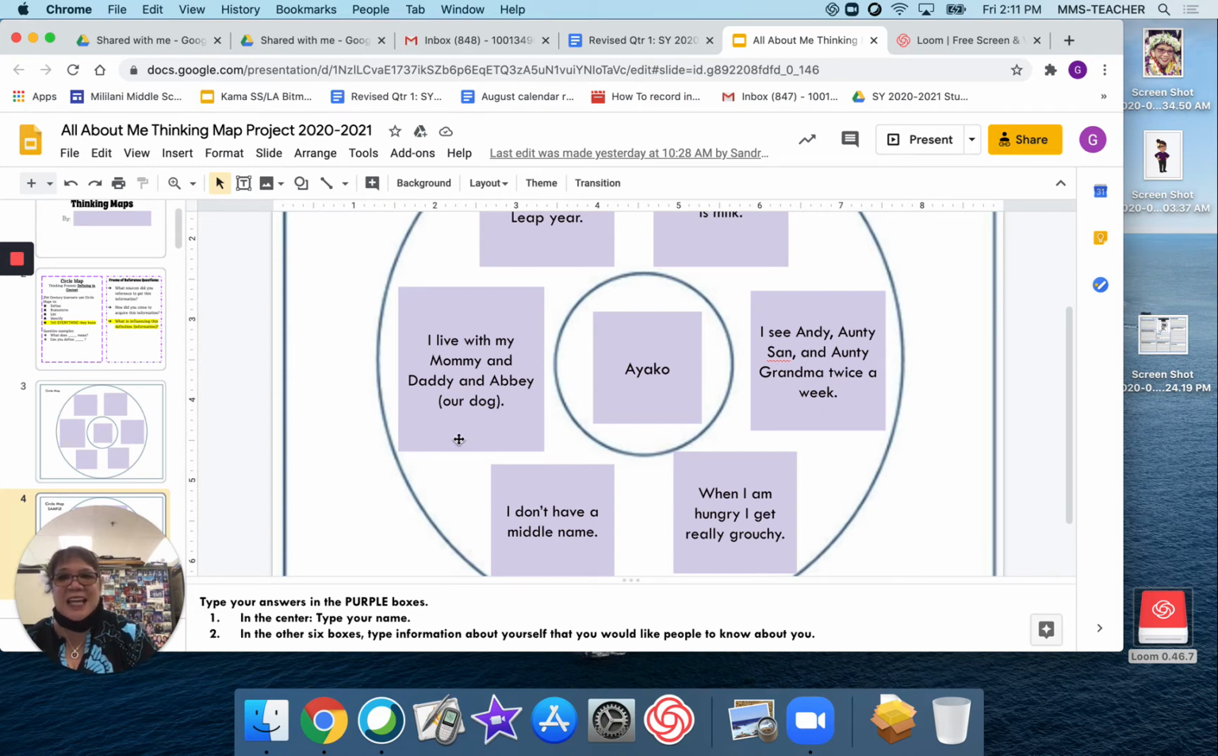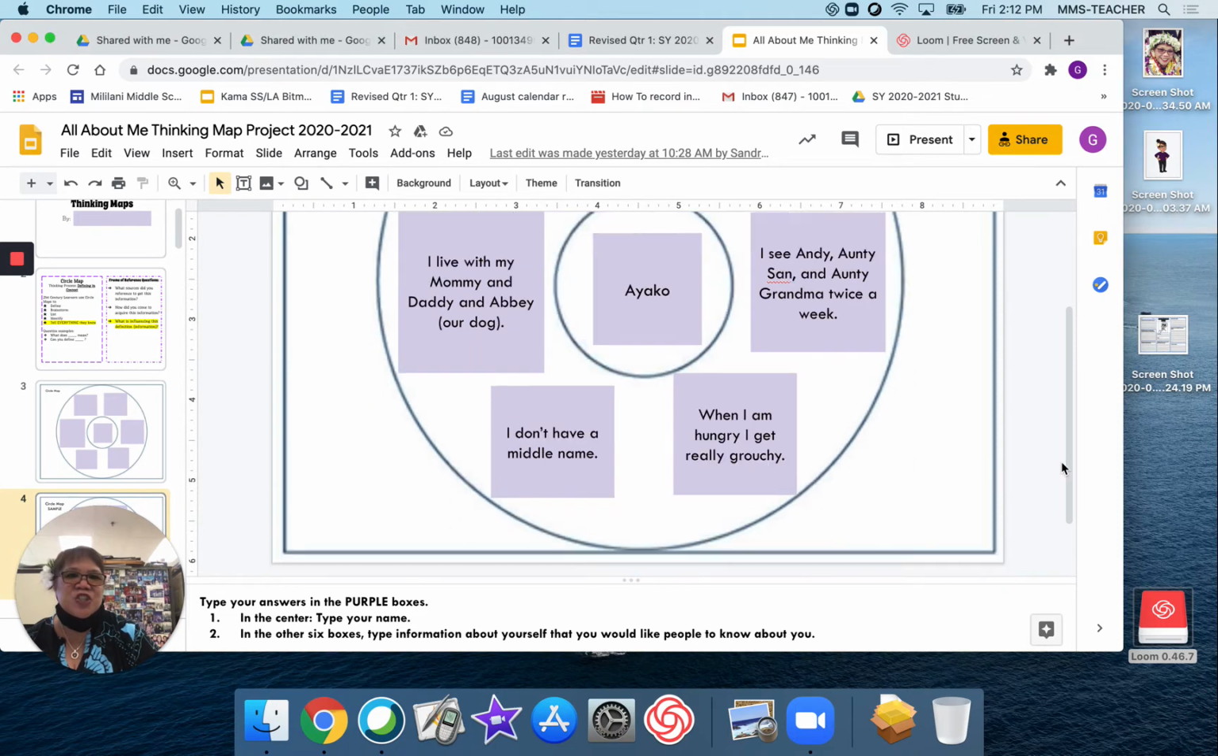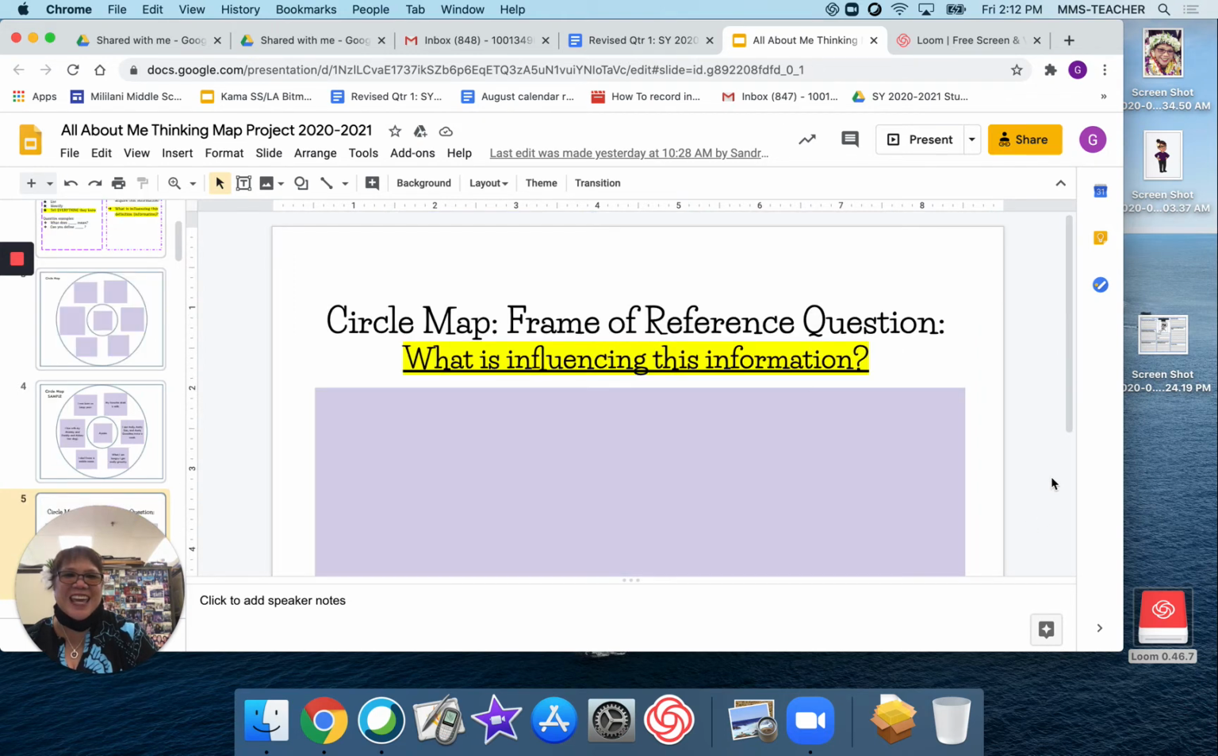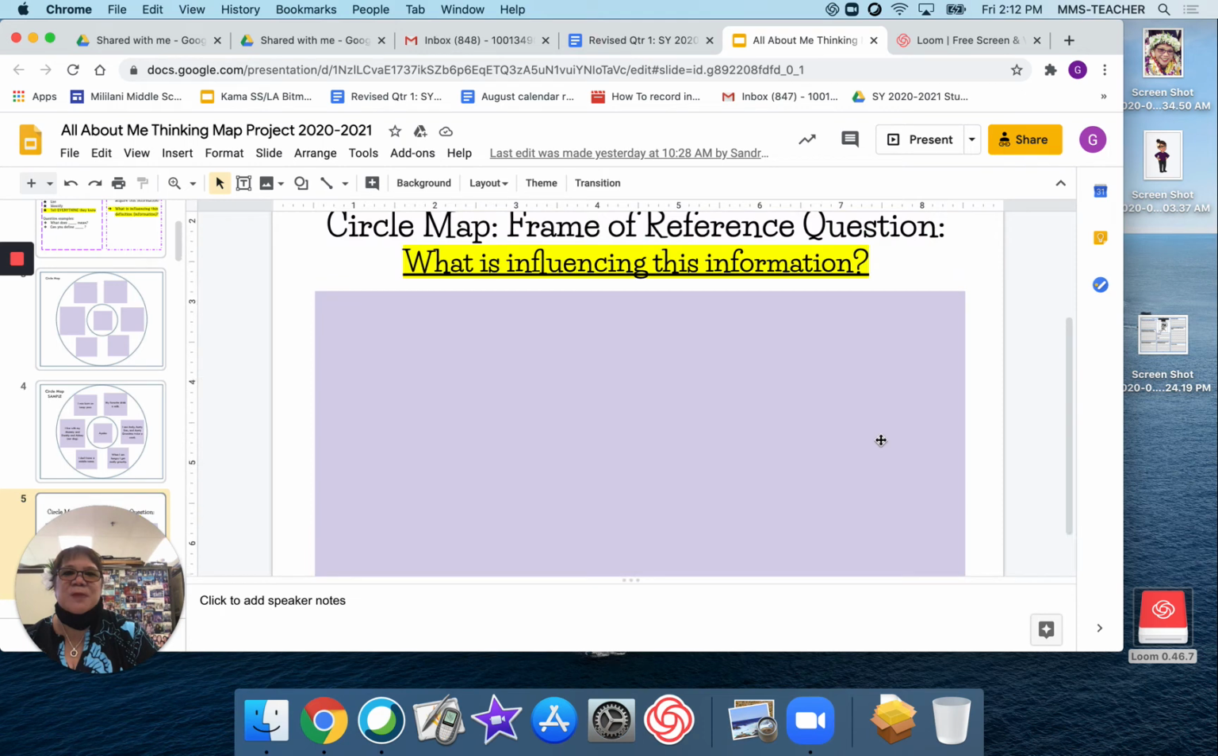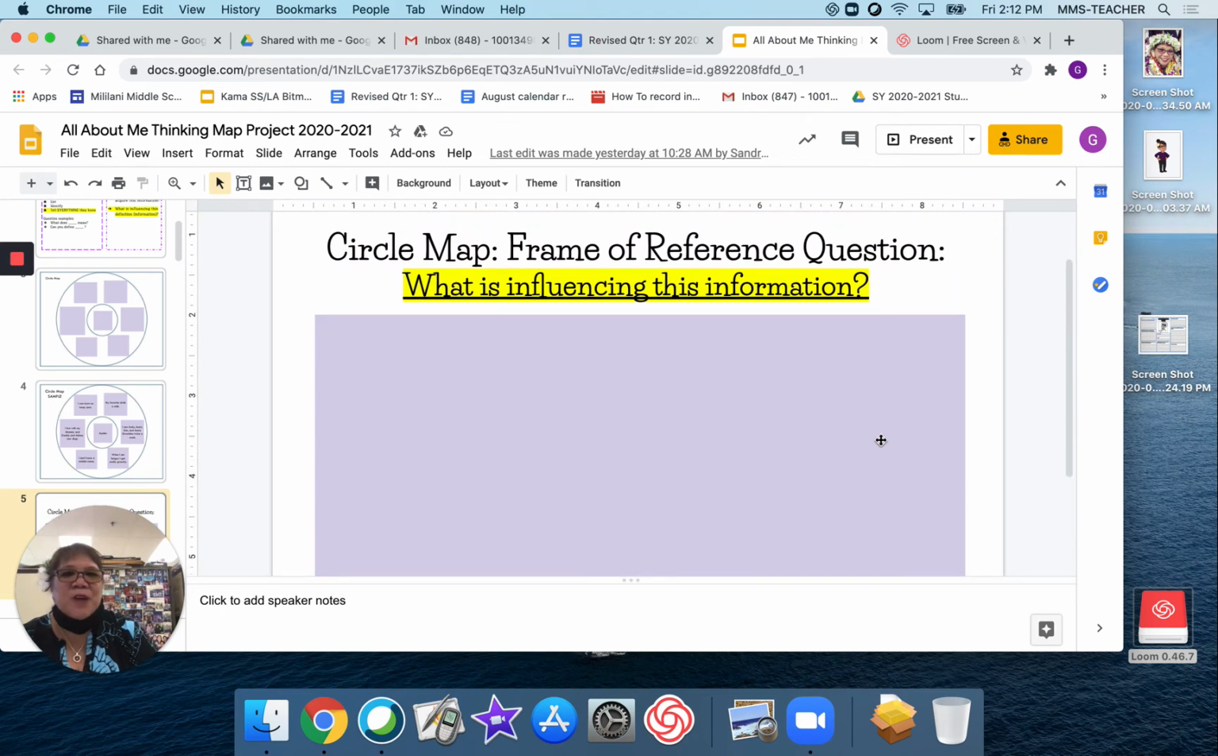And like I said, if you could focus on it being positive, because we don't want you to feel uncomfortable in sharing something that you wouldn't want other people to know. Now here's the next part, where you have the frame of reference questions. Remember I said what's highlighted, that's what you're going to be answering. So what is influencing this information? What is influencing you to share about yourself, like those 6 attributes or those 6 things?